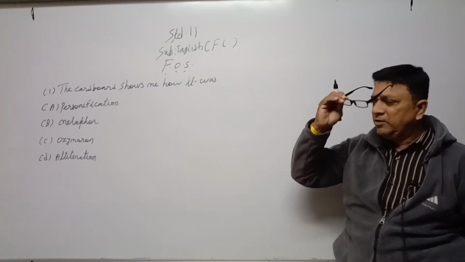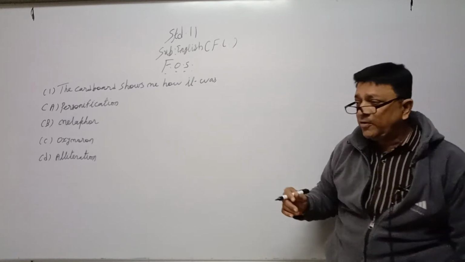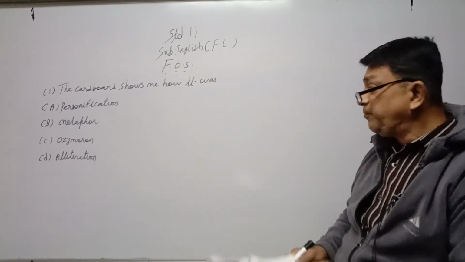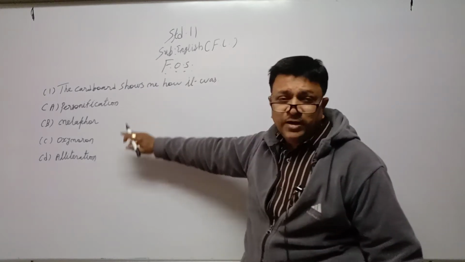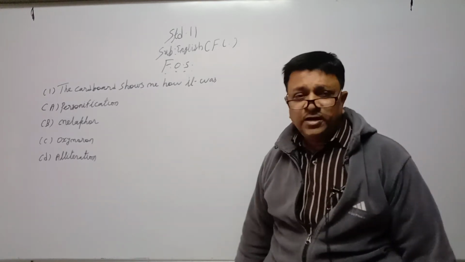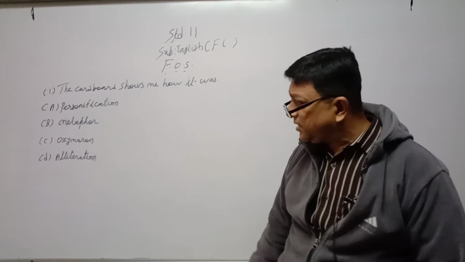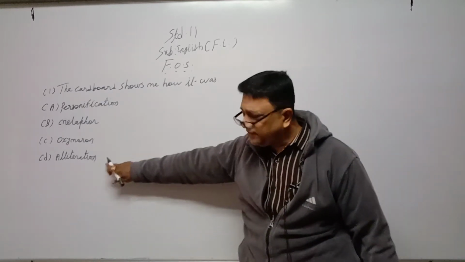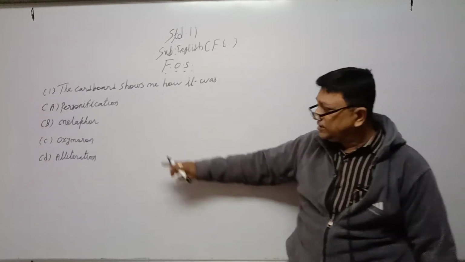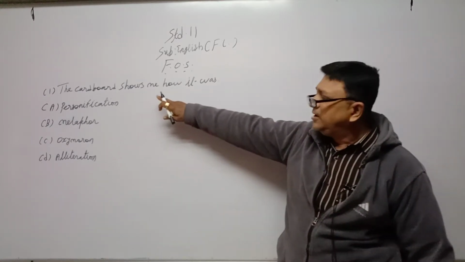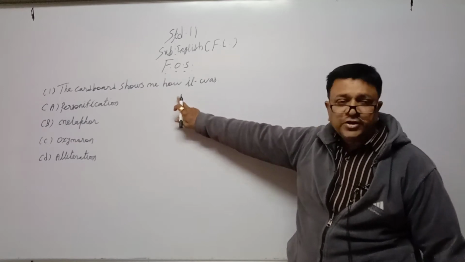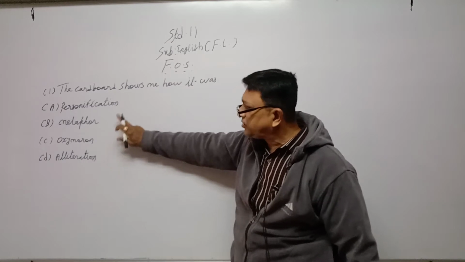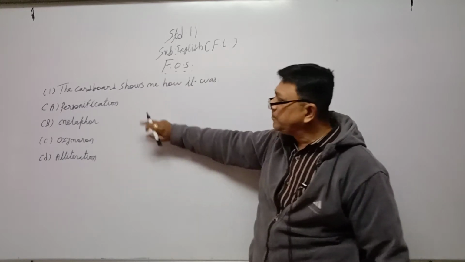But this time no OMR sheet will be given. You will write the option in your answer sheet. So personification means what? When a non-living object is shown to behave as living. Oxymoron means opposite ideas. Alliteration means repetition of sound. These three are not among the sentence. There is no personification, there is no oxymoron, there is no alliteration.